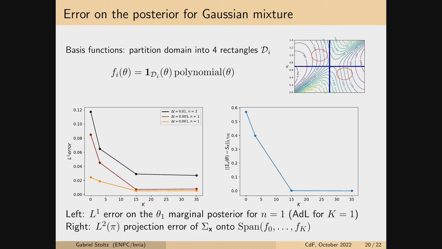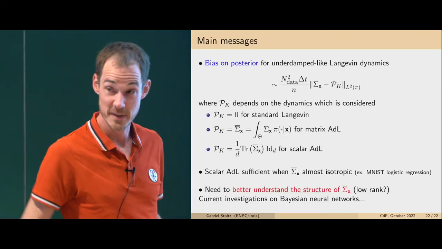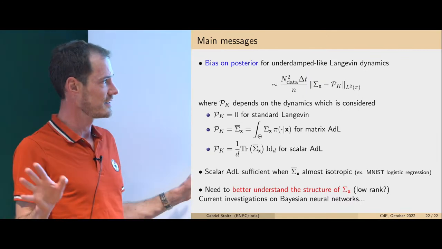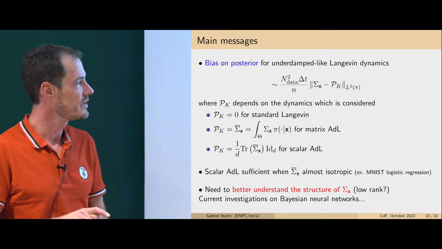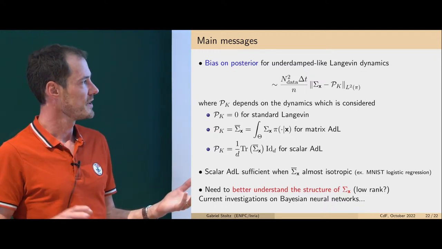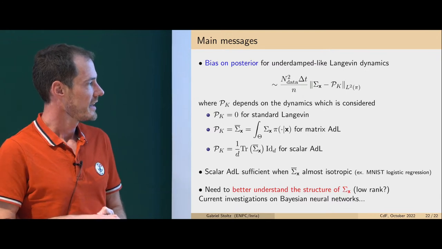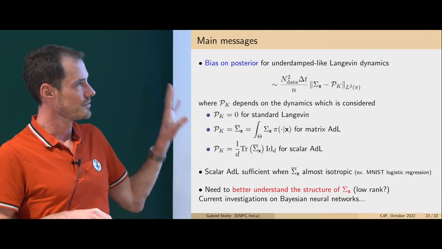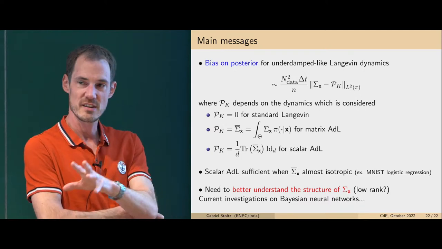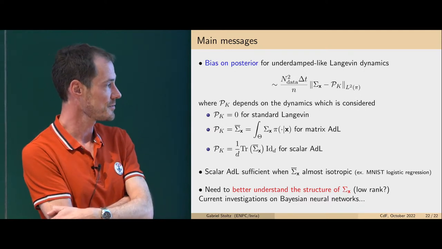In practice, and that's the transition towards the perspective slide, of course, if you have parameters to estimate in a truly high dimensional space, you wouldn't be thinking of spatial decompositions and so on. To me, the output of that study is there to tell you that one key thing is the structure of this covariance matrix.